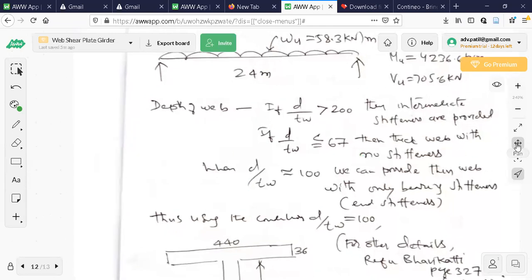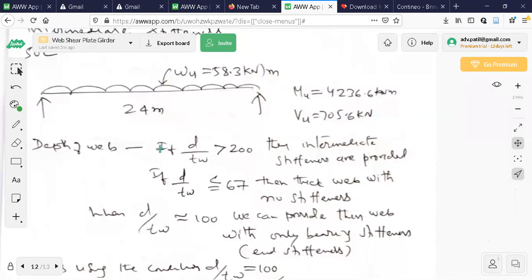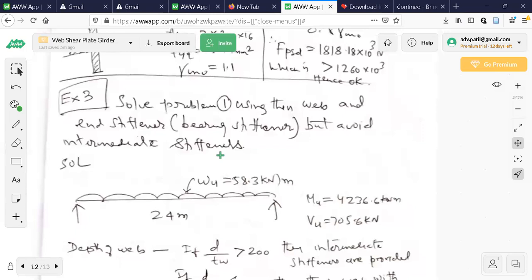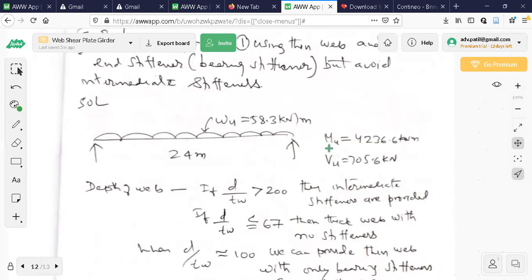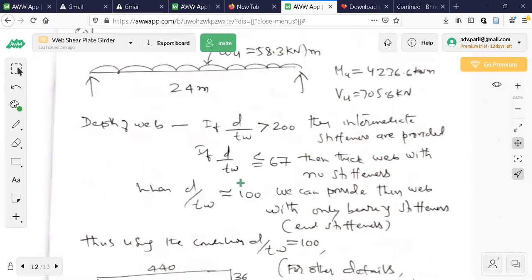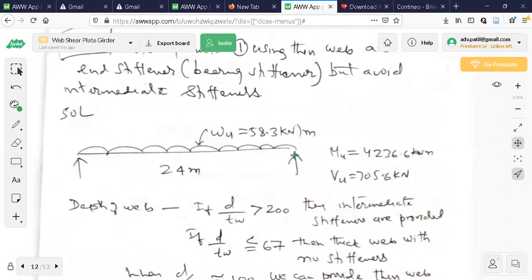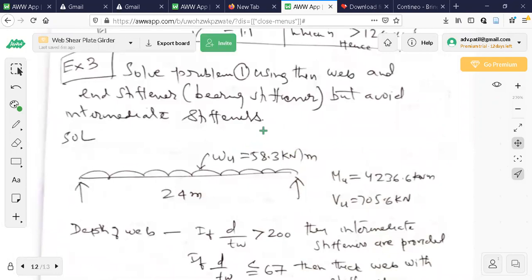For example, here is one example I'll show you. Some problem is given. What he says here: solve the problem 1 using thin web and end stiffeners, but avoid intermediate stiffeners. If I want to avoid intermediate stiffeners, what is the D by TW ratio I should go with? Now, D is the depth of the web. If D by TW is greater than 200, then intermediate stiffeners are provided. But what he says here is to avoid intermediate stiffeners. In the design, you should not use intermediate stiffeners, still it should be safe.